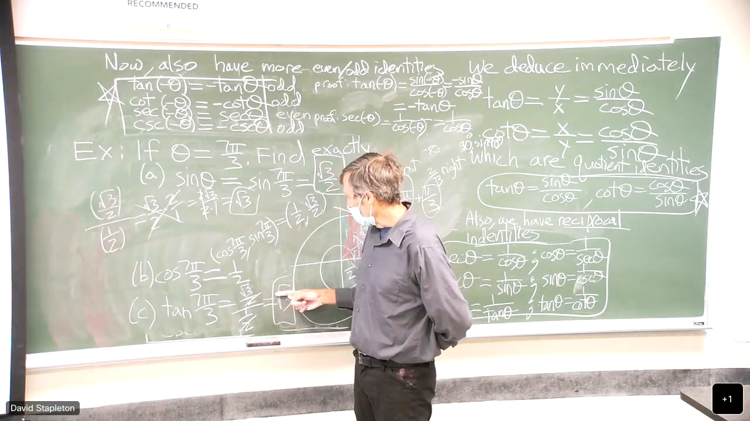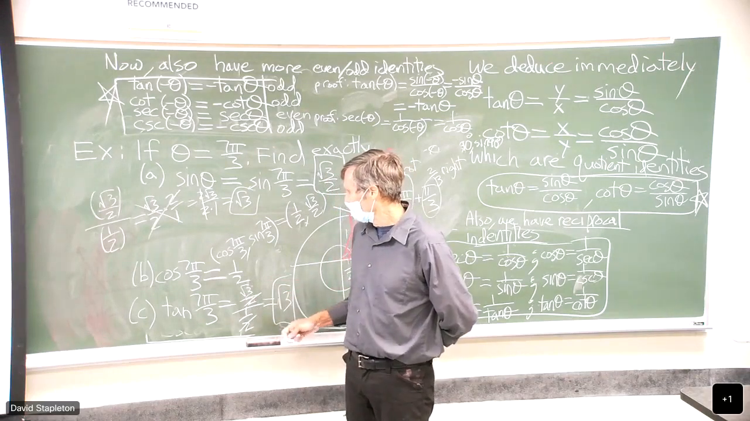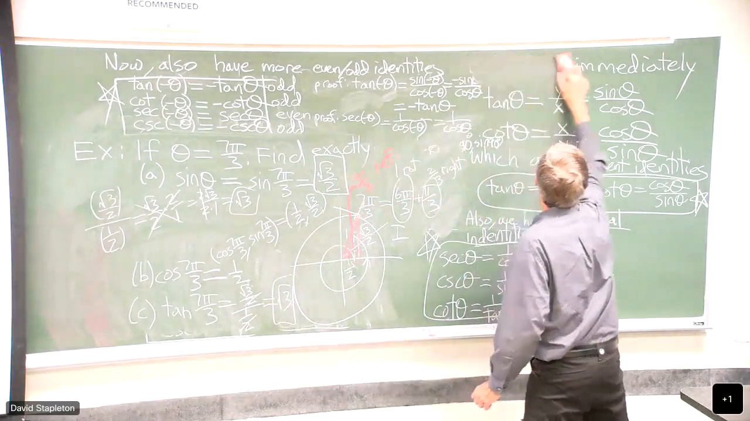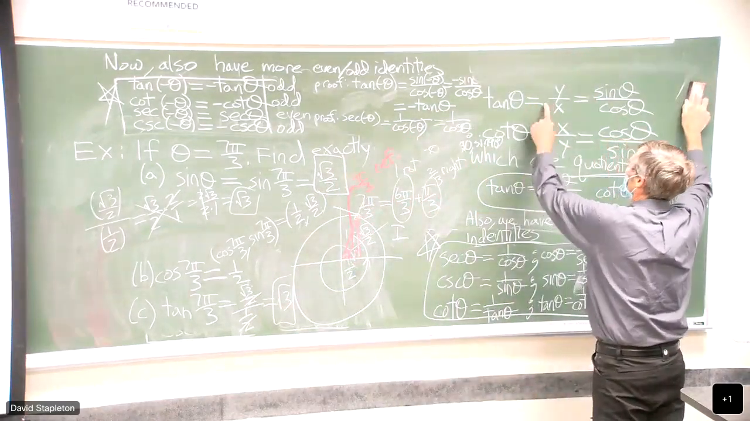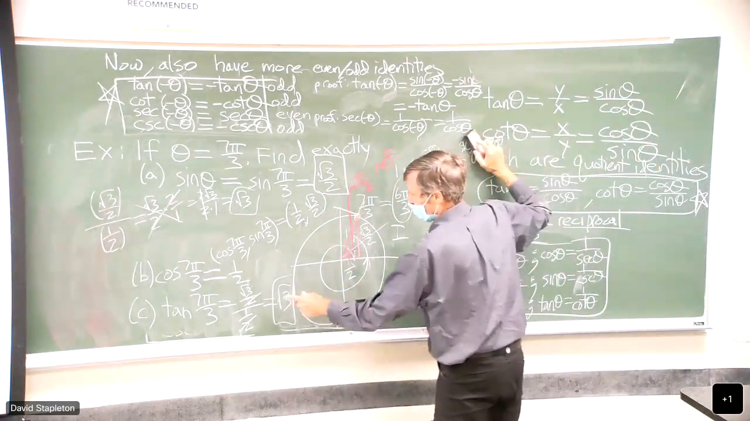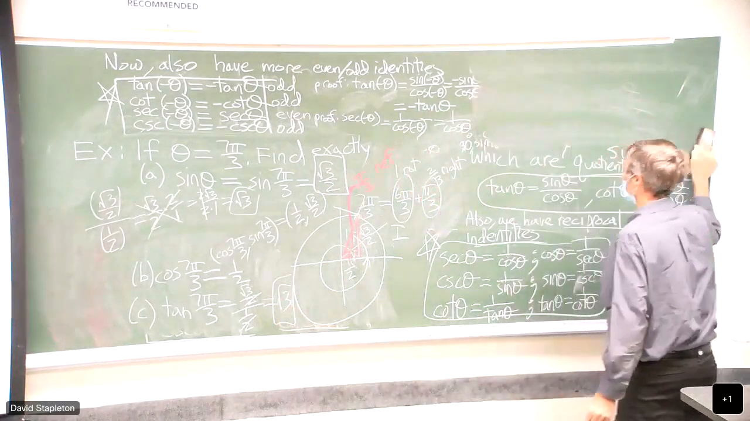So tangent is exactly square root 3, ratio of y over x. All right, so there's the third trig function. And this one now, cotangent, is x over y. So I could write 1/2 over square root 3/2, but there's an even easier way to do it. Do you see it?